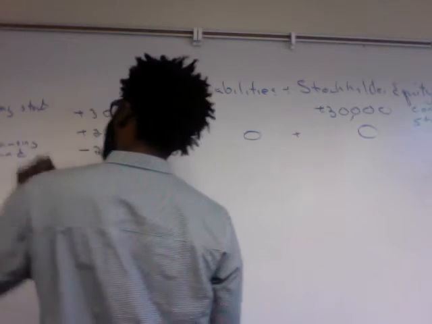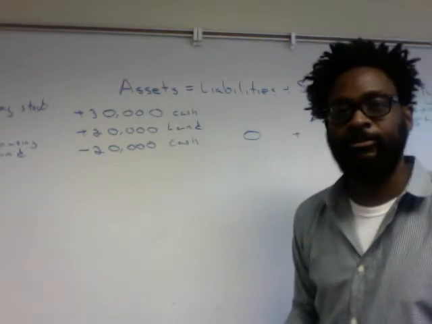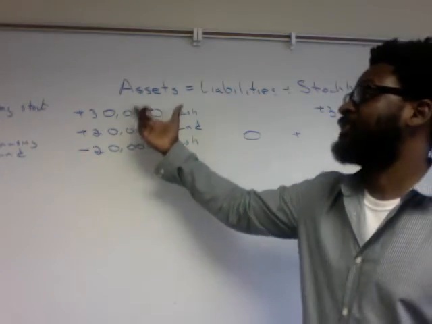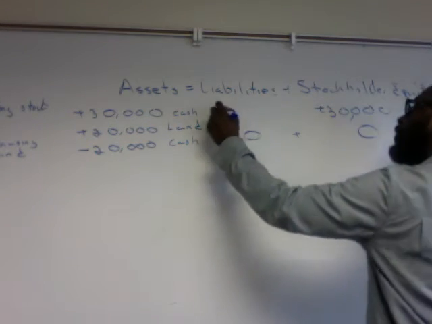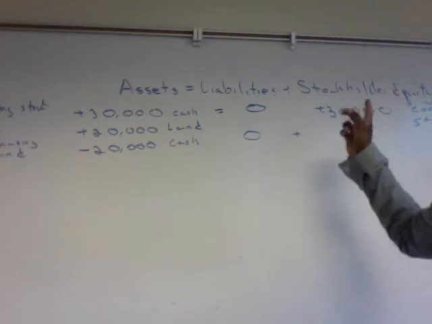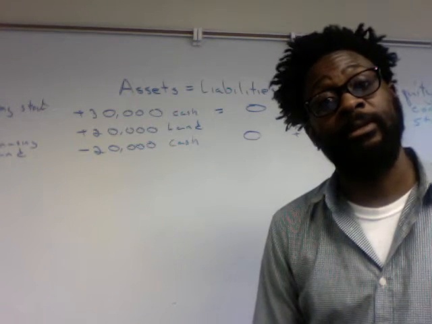Look at the previous example when we issued stock. How did we know that our accounting equation was settled? Well, assets went up by 30,000. Did we have any liabilities? No. And common stock went up by what? 30,000, which is a part of stockholders' equity.